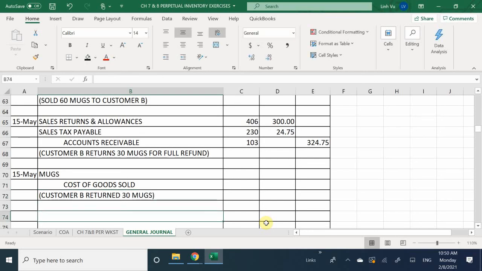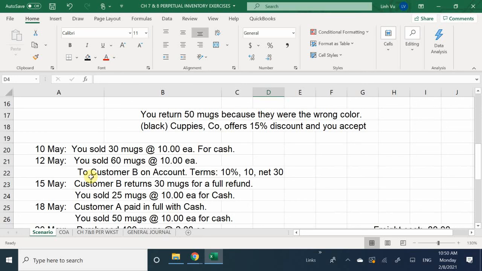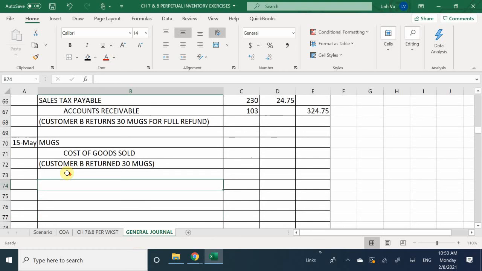Okay. So then what has happened next? On May 18th, actually, sorry, the same day, May 15th. We sold 25 mugs at $10. We sold an additional 25 mugs at $10. Okay. So I'm going to go ahead and journalize this.